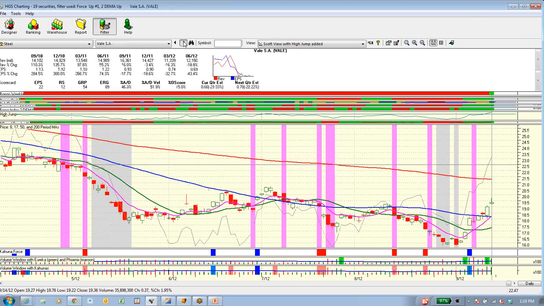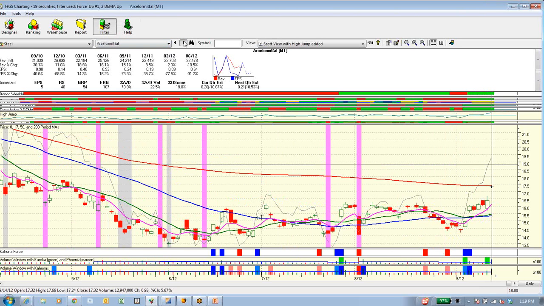Vale is a South American ore play. I don't know if they have coal, but they're a big supplier to the Chinese. Same exact pattern. First it's the market, and then it's the sector. They all look about the same.